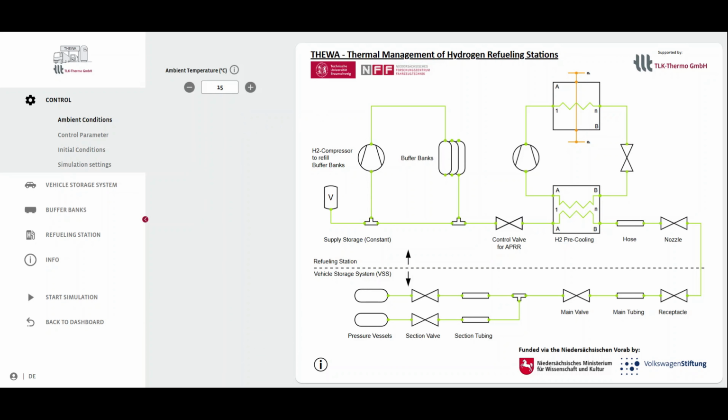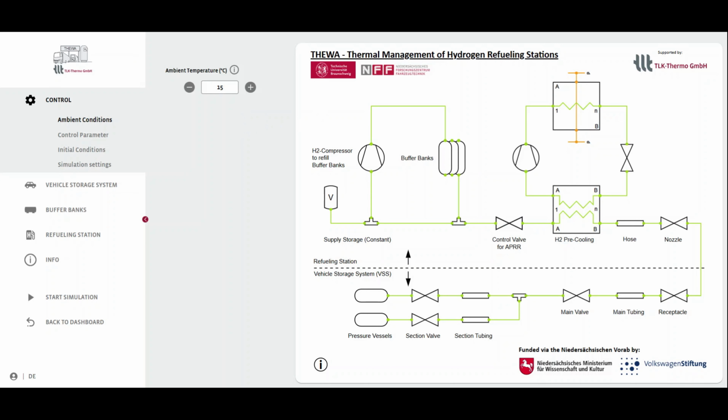The system model allows the transient and dynamic simulation of back-to-back vehicle storage system refuelings with compressed gaseous hydrogen via cascading buffer banks of the hydrogen refueling station. The hydrogen is stored in compressed gaseous form at the refueling station and in the vehicle.